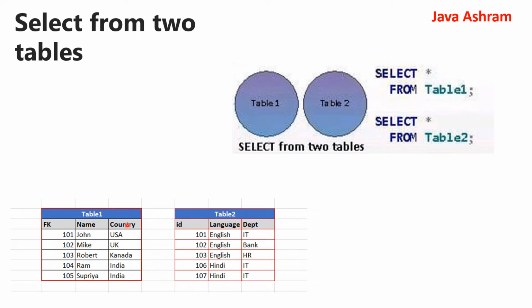I'm going to take the same example for all the subsequent join queries. In table 1, we have a foreign key, the ID, name, and country. In table 2, we have ID, language, and department. So while executing this query, you will get these two tables. So this is the simple query for getting data from two tables, right?